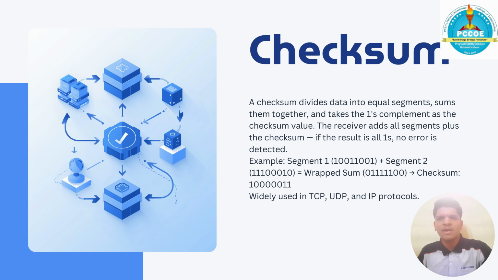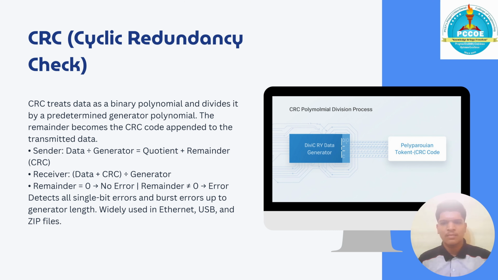On the receiver side, all segments including the checksum are added together. If the final result is all ones, the data is considered error-free. If not, an error is flagged. The beauty of the checksum is simplicity with better coverage. You will find it used in real protocols like TCP, UDP, and IP, the very foundation of internet communication.